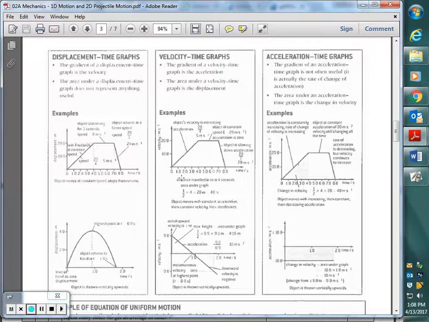Doesn't tell you anything. It's like, say again? This one? This one gives you displacement. So.